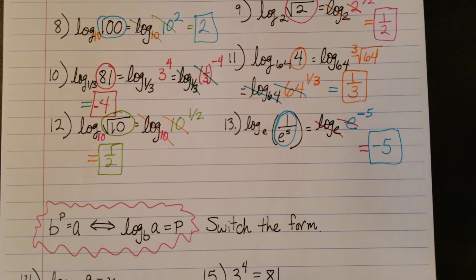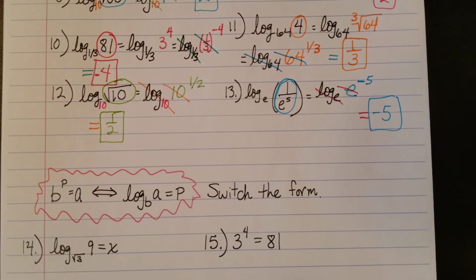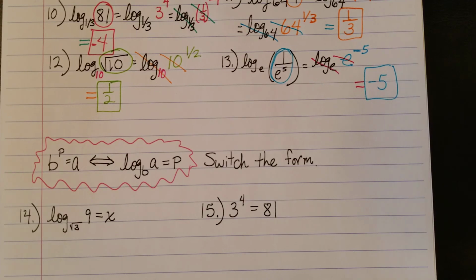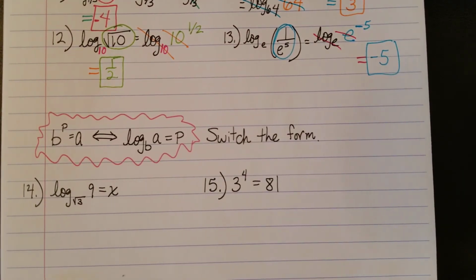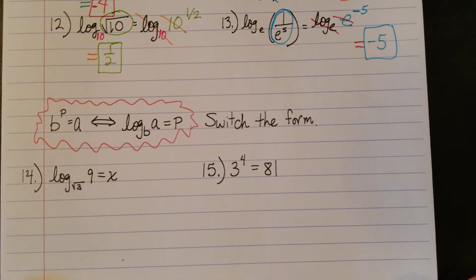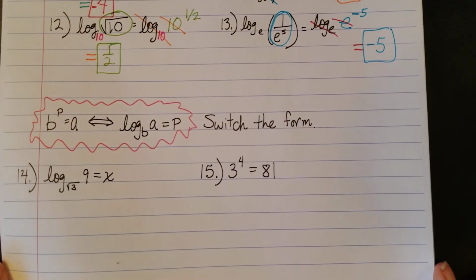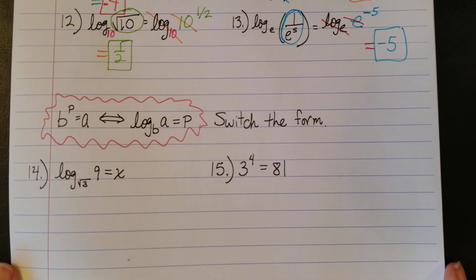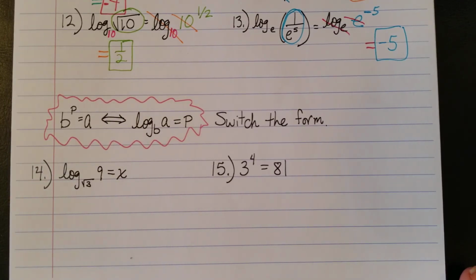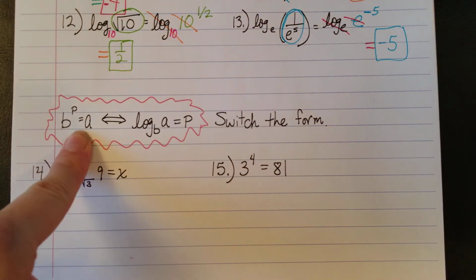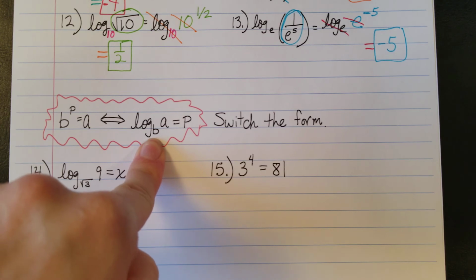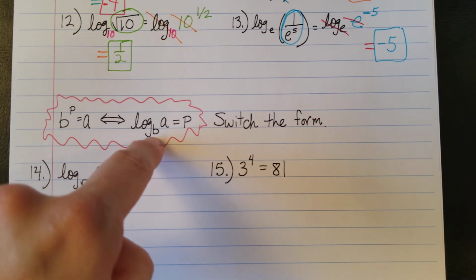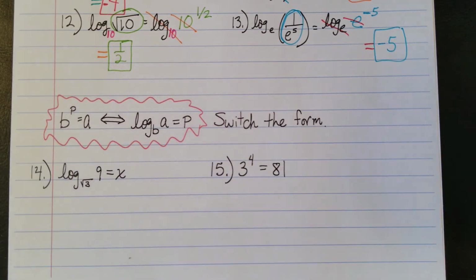So sometimes we might want to change an equation between exponential and logarithmic form. This could be useful when you're solving an equation. If you have, for example, b to the p equals a, that is the same thing as log base b of a equals p. So you can switch between these two forms.